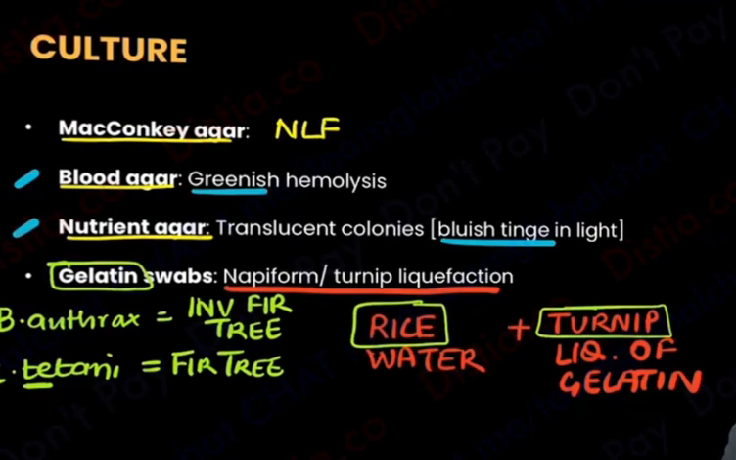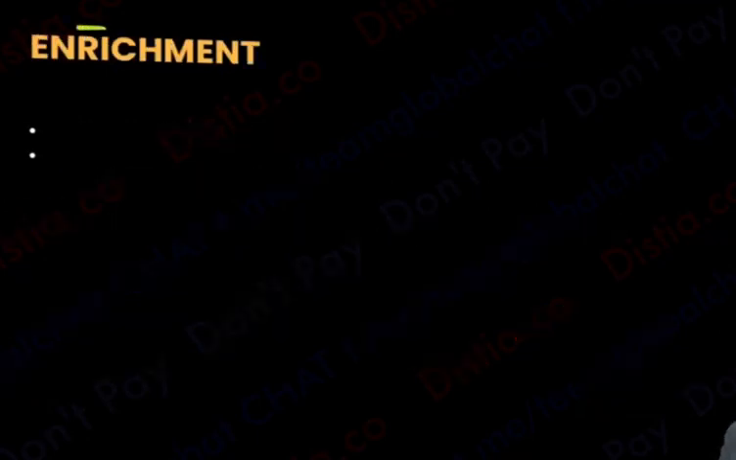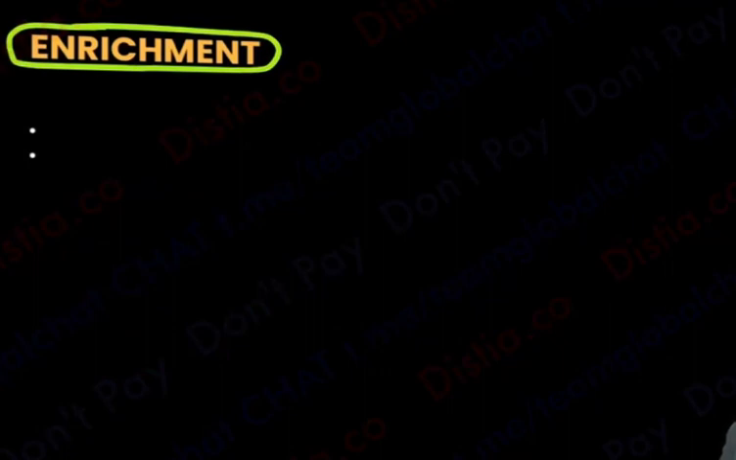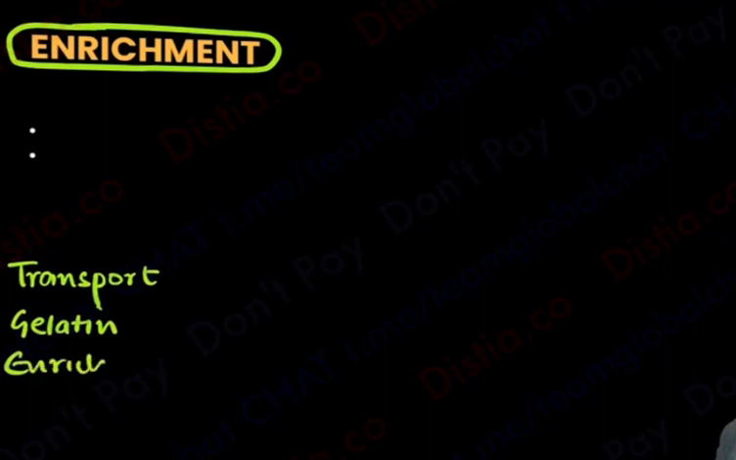Now these are all your miscellaneous culture media. The real will start. What is the enrichment broth and what is the selective media? So what all have you studied up till now? They will first ask you the transport media, then the gelatin property, then the enrichment media, and then the selective media. These are the ones that you have to know.